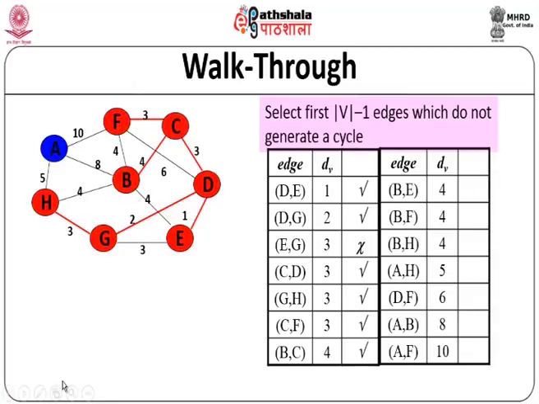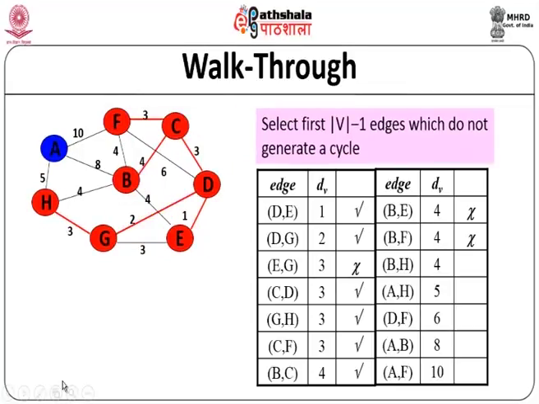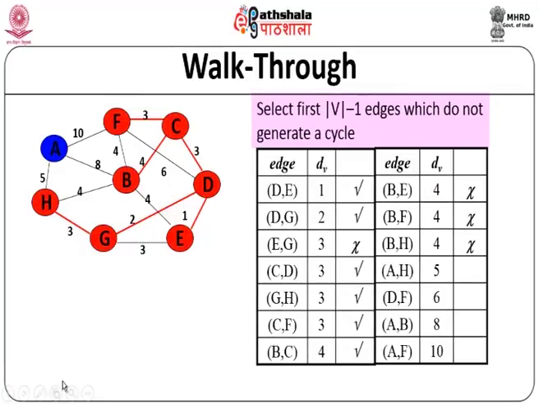Next, you have BE. BE forms a cycle, right. Then you have BF. BF forms a cycle. So, you cannot have that. BH forms a cycle, right, you cannot have that. Then you have AH. AH does not form a cycle.